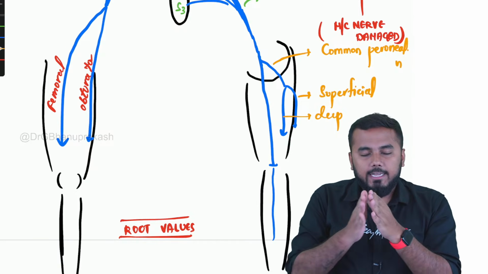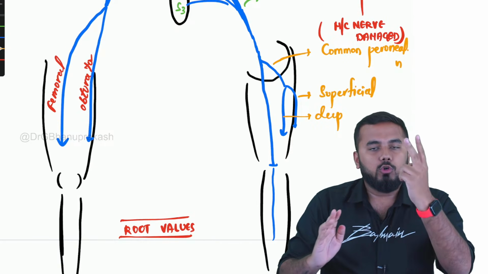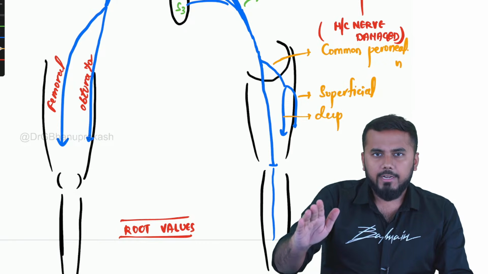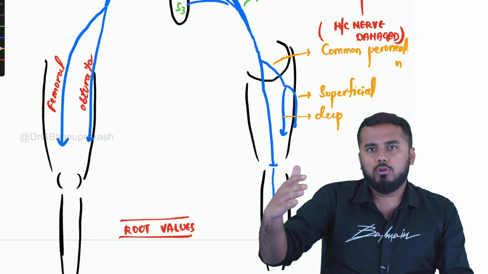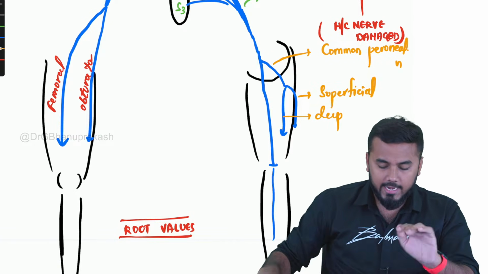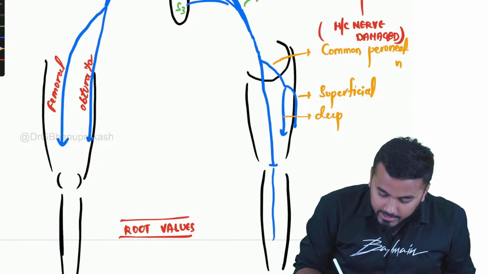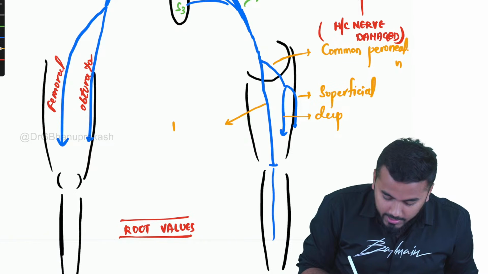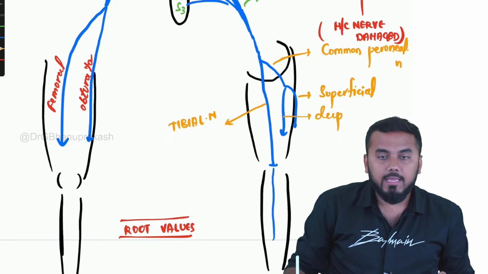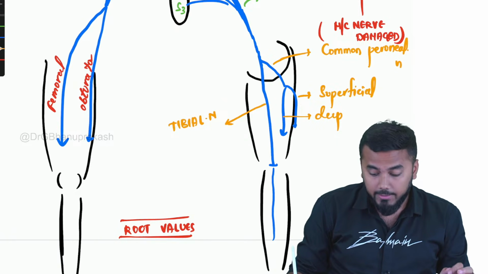Right. So sciatic nerve has given two branches. One is called common peroneal nerve. Common peroneal nerve in turn divided into two branches. One is called superficial nerve, another one is called deep nerve. Okay, what is the other branch of sciatic nerve? This other branch of sciatic nerve is called the tibial nerve. Okay, it is called tibial nerve.